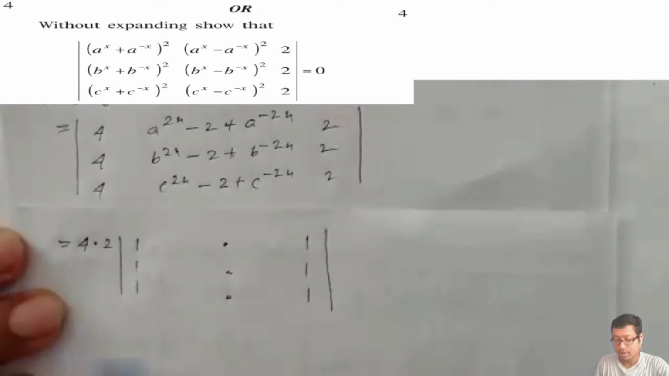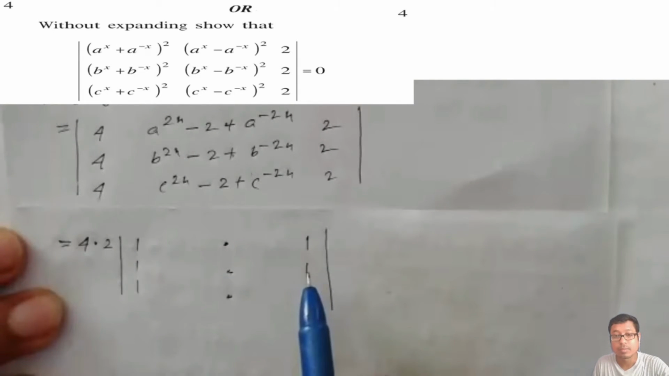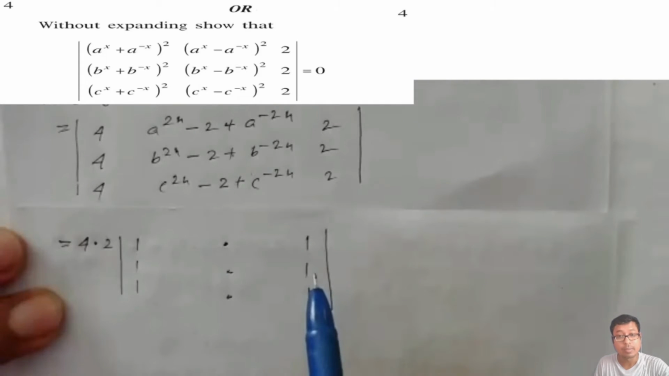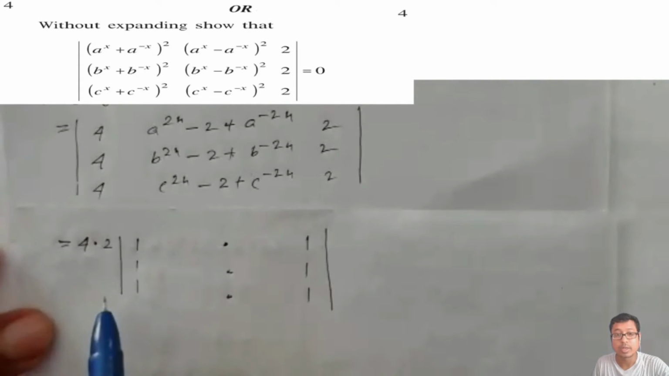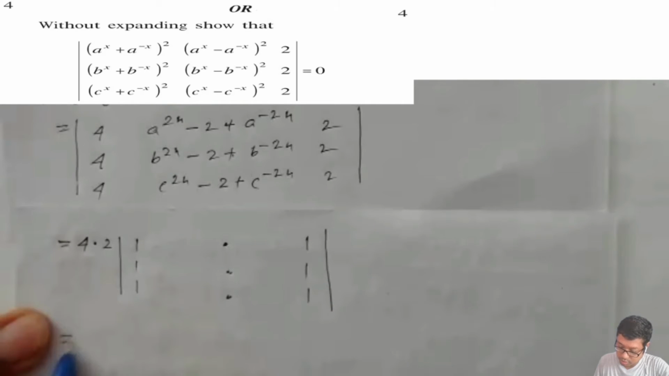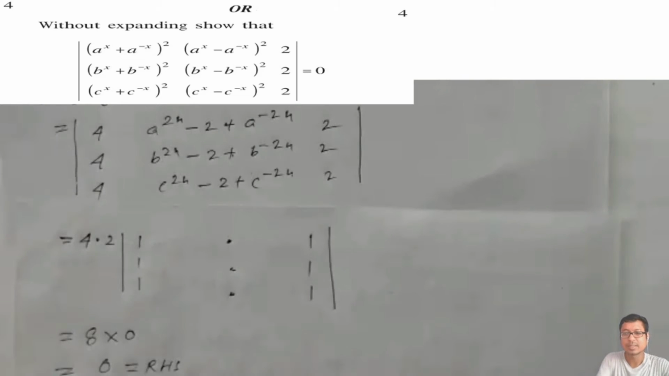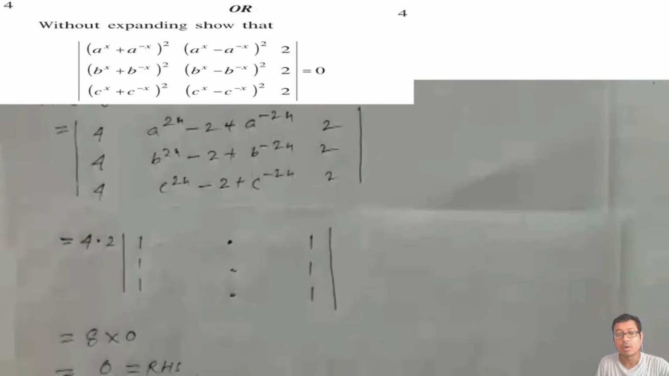Now if you observe, the first column and the third column are the same. Now we have one property of determinant, that if any two rows or columns of a determinant are the same or identical, then the value of the determinant is equal to 0. So this is equal to 8 into 0, so this becomes 0, equal to the right hand side, and that is our answer. Okay, very simple. I think you just have to remember all the properties of determinant, and if you can remember all the properties of determinant, then solving the problems of determinant becomes very easy.